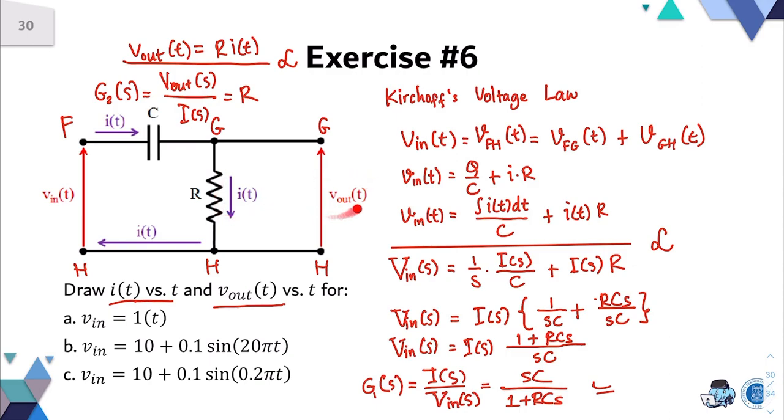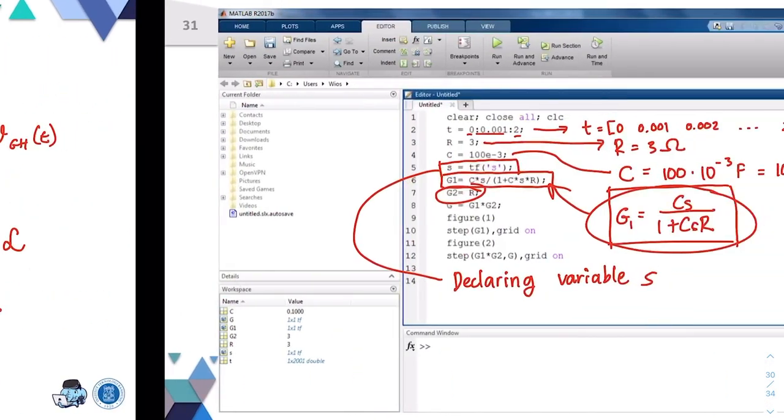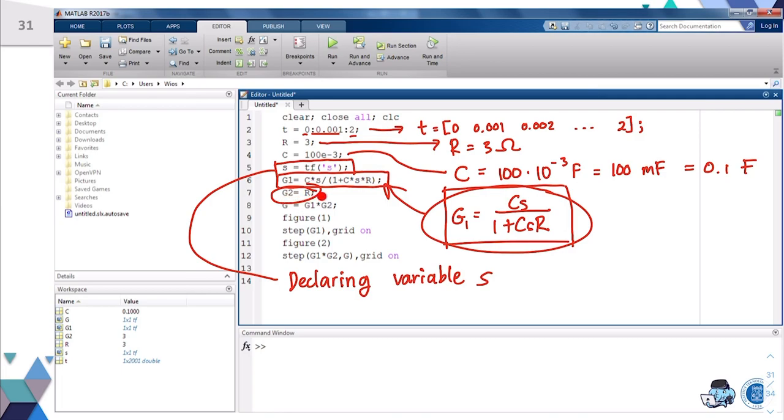Actually, both I and V out are responses of the system as a consequence of applying V in to the circuit, right? But in this case, I can also consider that this one is the output, meanwhile this is the input. So I am declaring the second transfer function correlating V out and I. Then, based on Ohm's law, we can prove that the transfer function is just a constant R. So that's why I have G2 is R.